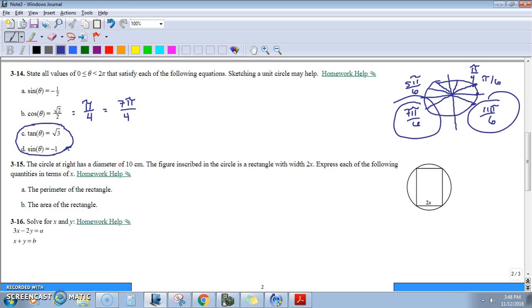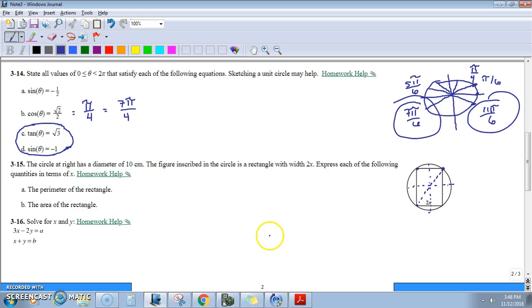All right, 315, the circle at the right has a diameter of 10 centimeters. Okay, which means from there to there, from there to there, I bet from there to there, 10 centimeters. The figure inscribed in the circle is a rectangle with the width of 2x. Express each of the following in terms of x. The perimeter of the rectangle.